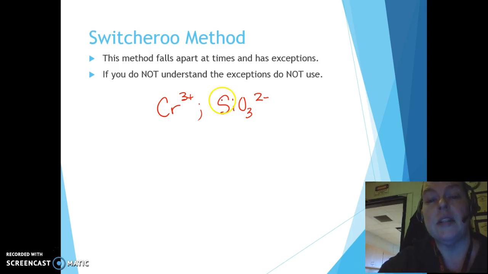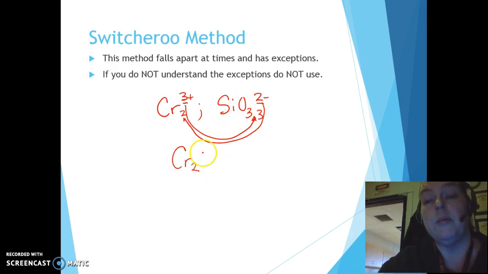Now the switcheroo method says, okay, the 3 becomes the number of this group I need, and the 2 becomes the number of chromium I need. So my formula should be Cr2. Remember, I need 3 of that group, so let me put the parentheses down first. SiO3, and then 3 on the outside. That says I need 3 of that whole group.